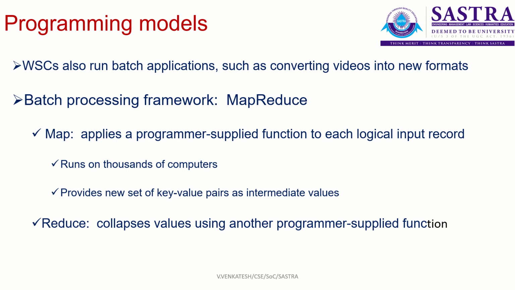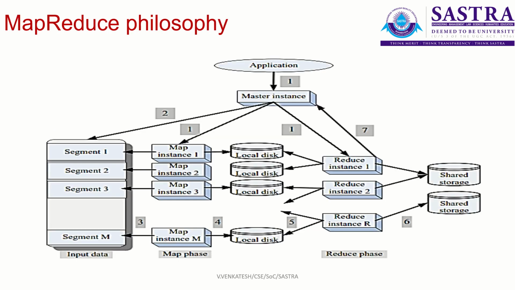The role of reduce is that it also has a function that collects all those things, and then it gives you the result. So map is where we have some intermediate records, and reduce gives you the result. If you want more detail, we can refer to this diagram for the MapReduce philosophy.